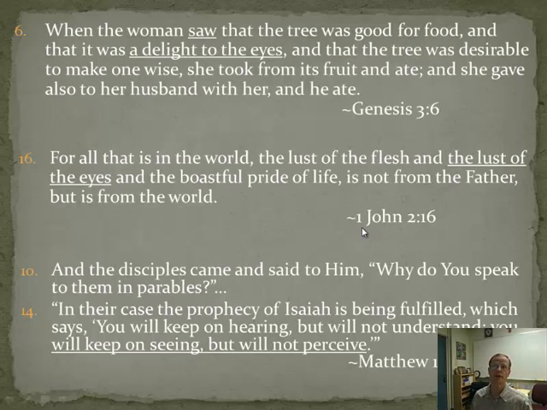John writes, "All that is in the world, the lust of the flesh, the lust of the eyes, and the boastful pride of life, is not from the Father, but is from the world." And he includes in his three-part categorization of sin a visual dimension.